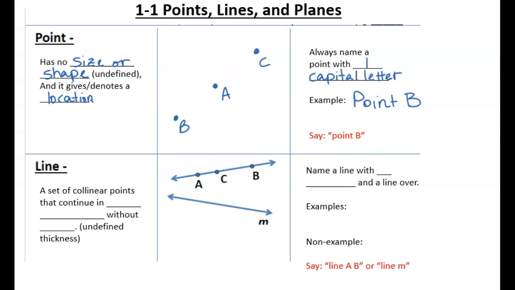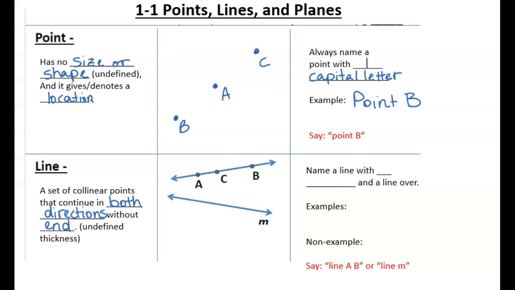The next term we're going to define is a line. A line is a set of collinear points that continue in both directions without end. That means it has an undefined thickness, and it goes in both directions without end. So we've got 2 ways we could name a line. An example of that would be this one right here. It has multiple points, in fact, multiple points between those other points that are named. We just can't really see them because all together they blend together and they make a line.